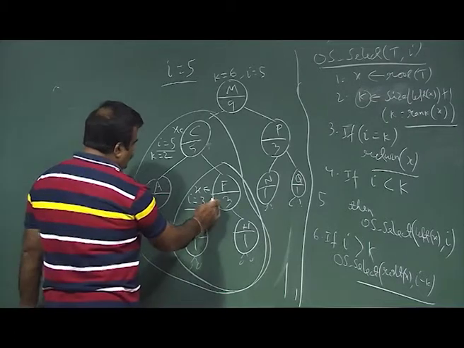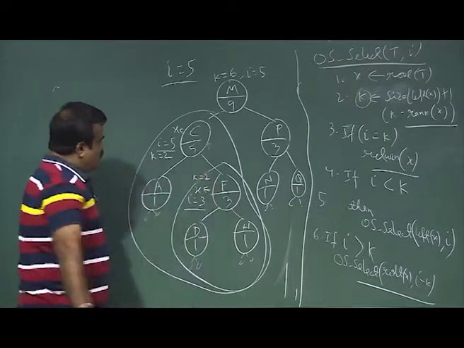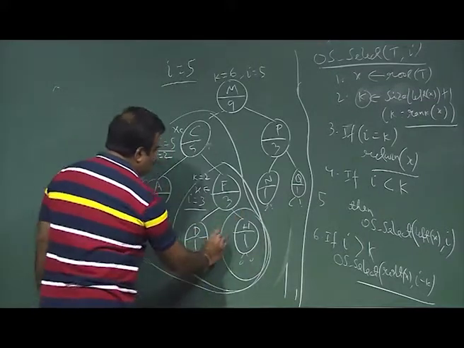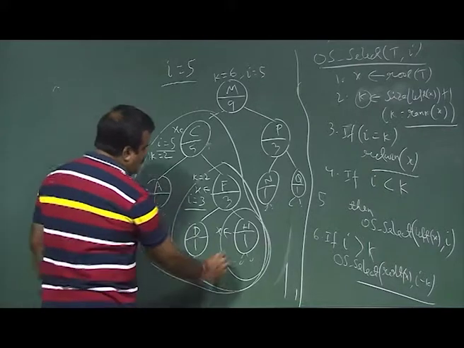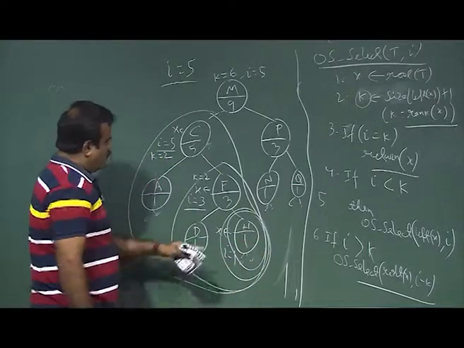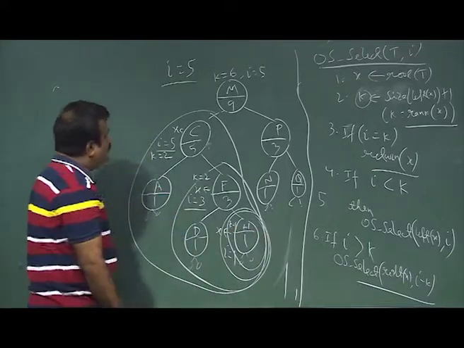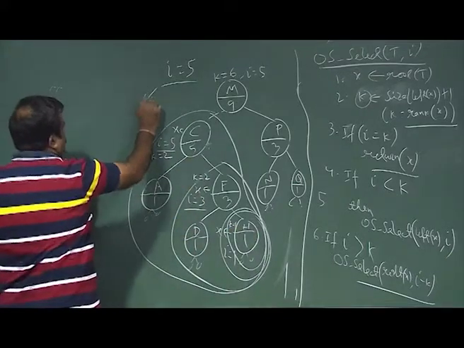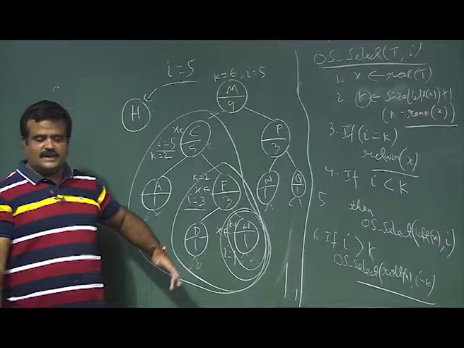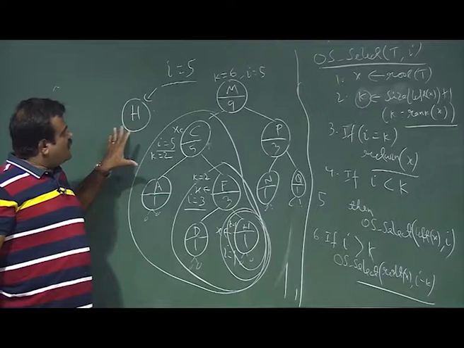Now, what is the k here? What is the rank of this node? The rank of this node is again 2. So now i is greater, so we have to go to the right part of the tree with x as this, but with i value basically 1. So what is k? k is basically 1. So the 5th smallest element is basically h, and this code will return h. Okay, so this is the OS select.